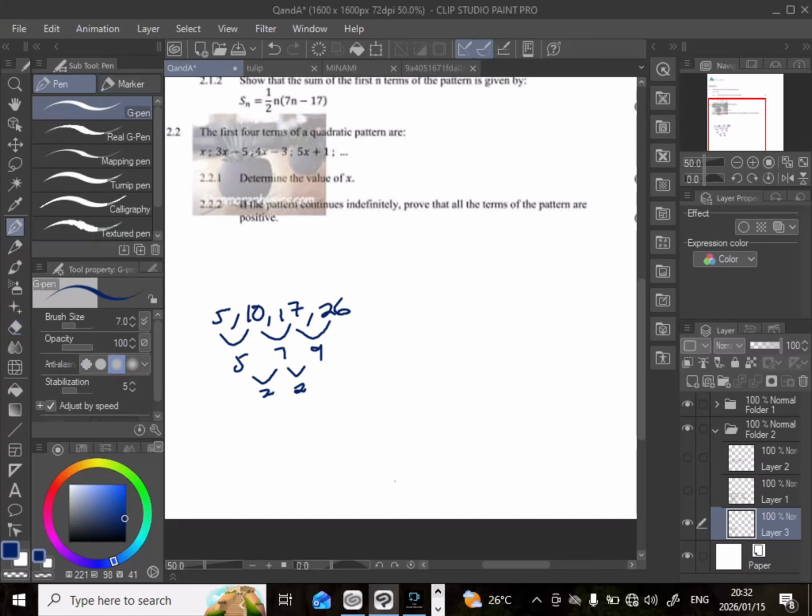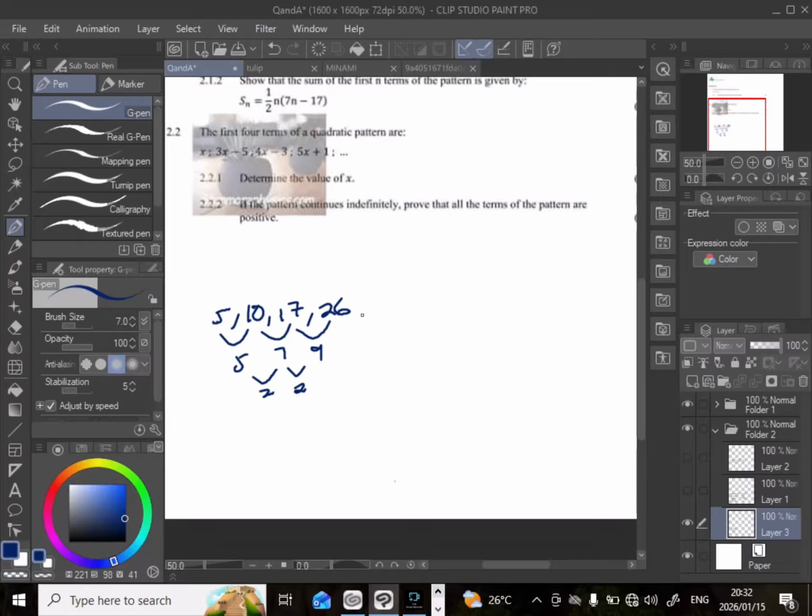So now the second question says, if the pattern continues indefinitely, prove that all terms of the pattern are positive. Apologies, I downloaded this from the Stenmore Physics website, so it has that watermark. Now here's a trick. You can see it goes from 5, then 10, then 17, 26, and continues to move towards the positive. But how do we actually prove it?